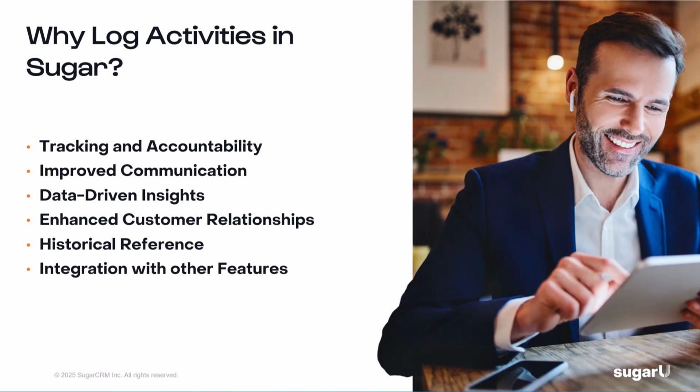Historical reference. A complete record of interactions makes it easy to go back and review past conversations, especially helpful in resolving disputes or refreshing context in ongoing negotiations. Integration with other features. Logged activities tie in seamlessly with other Sugar features like reports and dashboards, providing a full view of your team's performance and productivity.